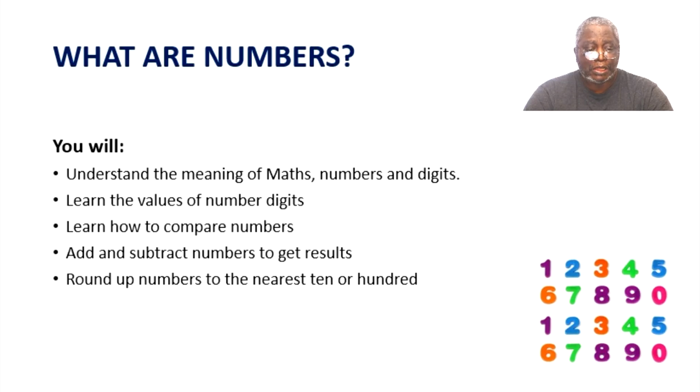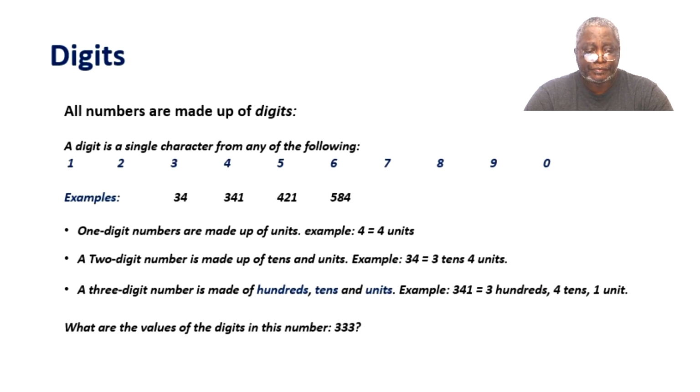In this lesson, you will understand the meaning of maths, numbers, and digits. You will learn the value of number digits. You will learn how to compare numbers. You will learn how to add and subtract numbers to get results. And you will round up numbers to the nearest 10 or the nearest 100. What are digits? All numbers are made up of digits. A digit is a single character from any of the following: 1, 2, 3, 4, 5, 6, 7, 8, 9, and 0.